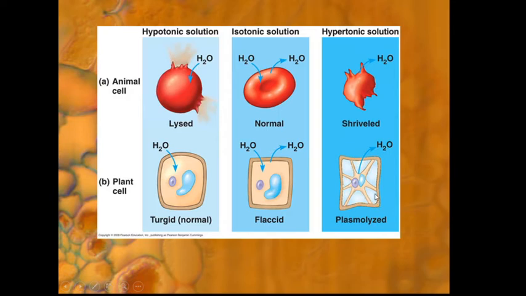The cell membrane would have gone inside. That would have moved away from the cell wall, and this is what we call plasmolysis, and the cell is called a plasmolyzed cell. What is that called? Plasmolyzed cell. Suppose the cell is kept in hypotonic solution.